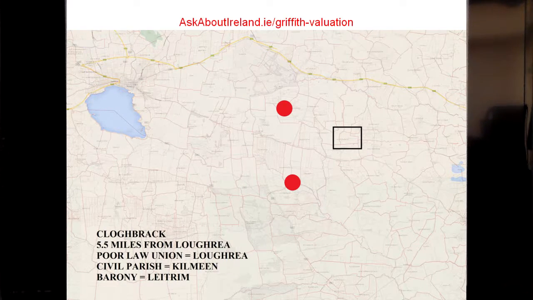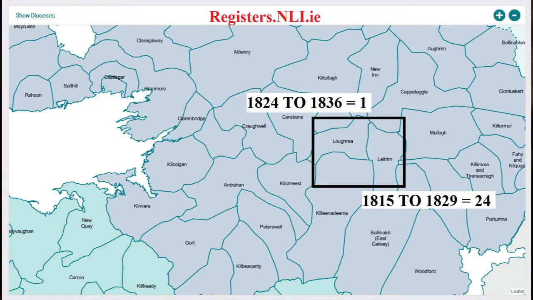That townland of Clogbrack is in the black square. Clogbrack is only 5.5 miles from Loughrea. So did someone say they're from Loughrea because it was the nearest large town? It's also within the civil parish of Kilmeen, and those two red dots are the nearest churches to the townland. So if they lived in Clogbrack, they would probably go to those two churches. Those two churches are not in the Catholic parish of Loughrea. They're in the Catholic parish of Leitrim, which borders Loughrea.